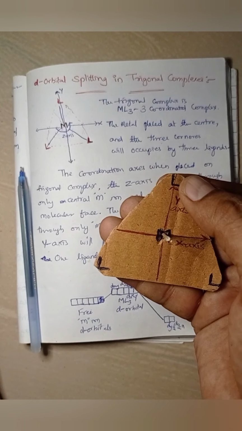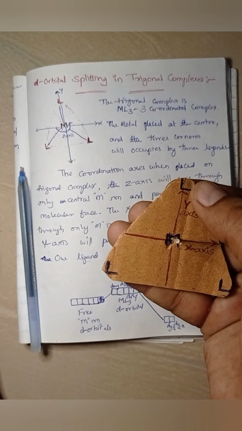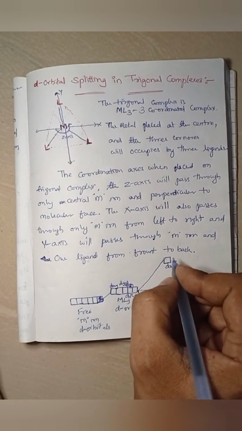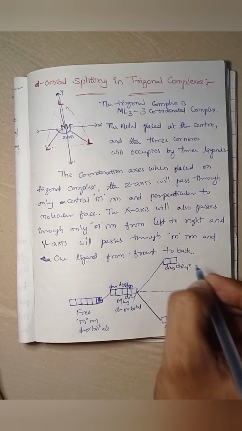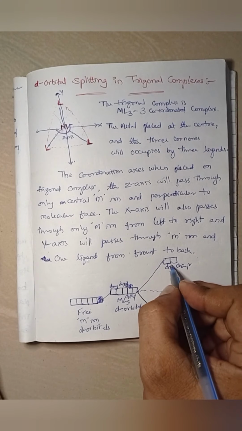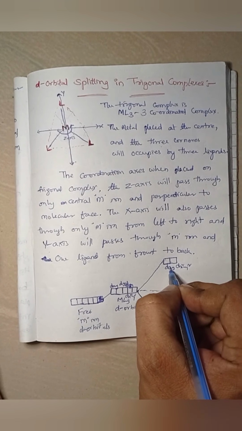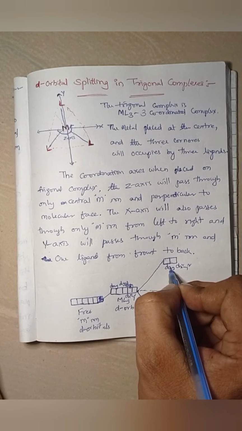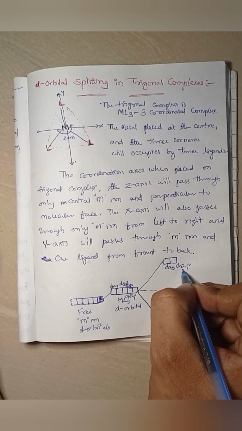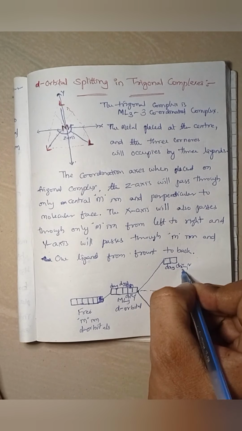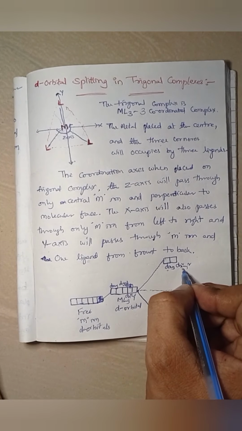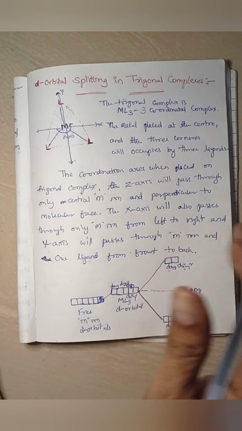dx square minus y square orbital to some extent, and thus the destabilized dx square minus y square orbital enhances its energy, gets excited in its energy, and reaches the same level as the dxy orbital lobe. So dx square minus y square also gets destabilized and reaches the dxy orbital level. Here dxy interacts sidewise with two ligand sites. The dx square minus y square interacts with only one ligand, but that ligand is in direct interaction. So the two sidewise interactions and the one direct ligand interaction become near equal in energy.